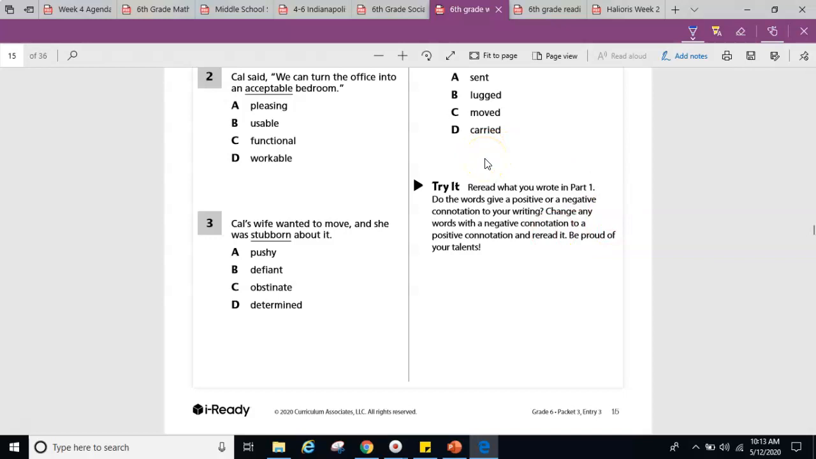Reread what you wrote in part 1, so in your journal. So journal 3, you're going to reread it. Do the words give a positive or a negative connotation to your writing? Change any words with a negative connotation to a positive connotation and reread it. Be proud of your talents. So this is for Tuesday.